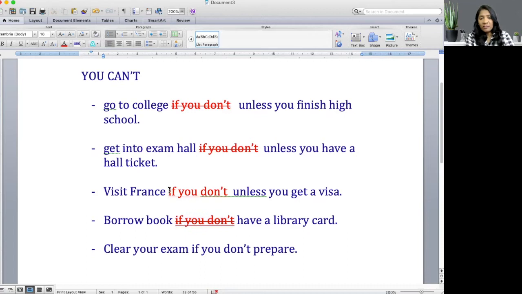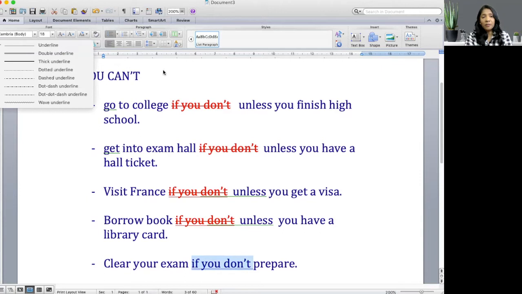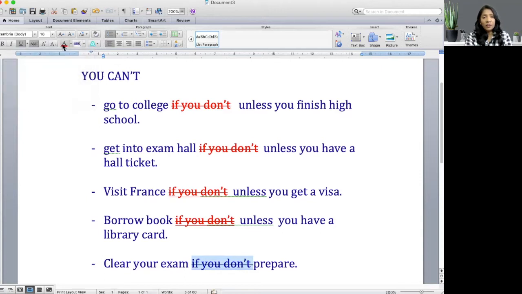Let me strike out this. So you cannot borrow books unless you have a library card. You cannot clear your exam if you don't prepare. So, unless you prepare, you cannot clear your exam. Right? You cannot clear your exam unless you prepare.